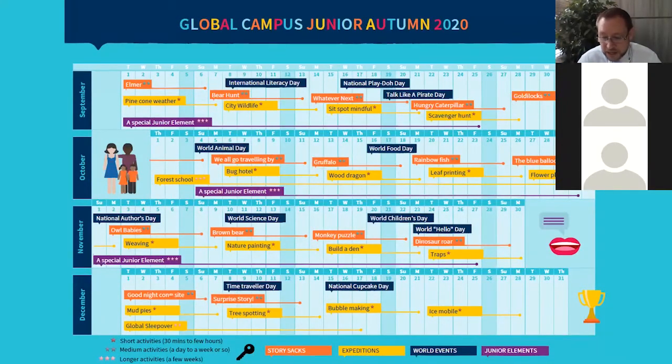Those dark blue labels are world events that teachers and families can use as a springboard for inquiry activities. So how could your child celebrate World Science Day next Tuesday?